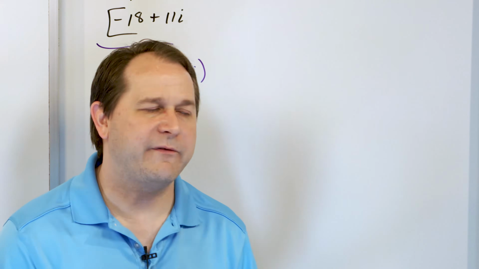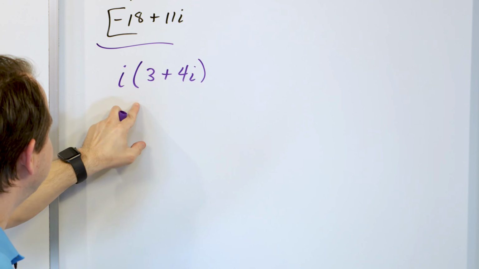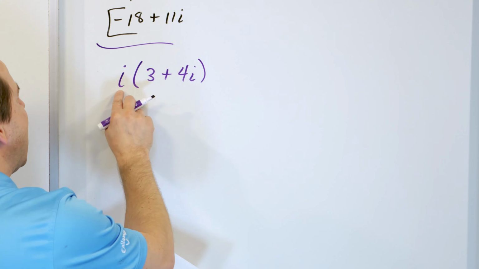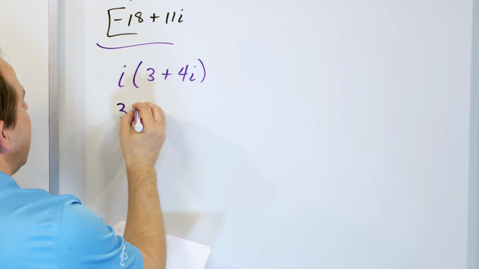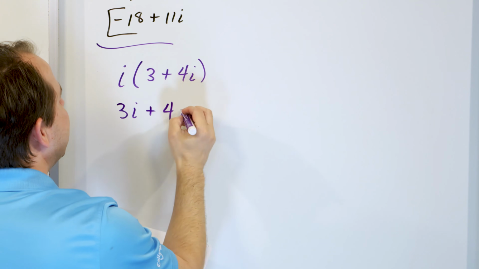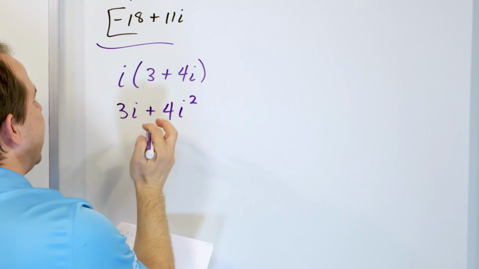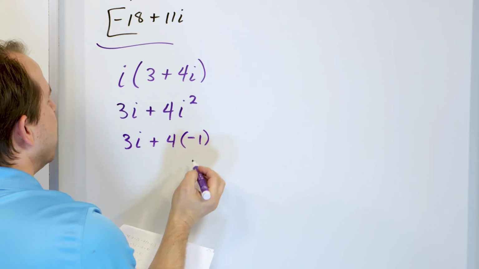You follow the rules of algebra. This i is a number. It's just not a real number. So it has to distribute into the 3, and it also has to distribute in here. So when you take i times 3, what you're going to get is 3i. And i times 4i is going to give you 4, but the i times i gives you i squared. But you now know that i squared is always negative 1. So anywhere you see that, you have to replace the i squared with negative 1.